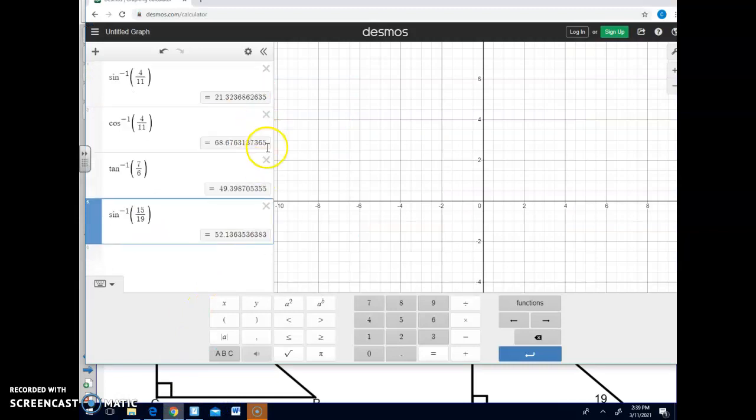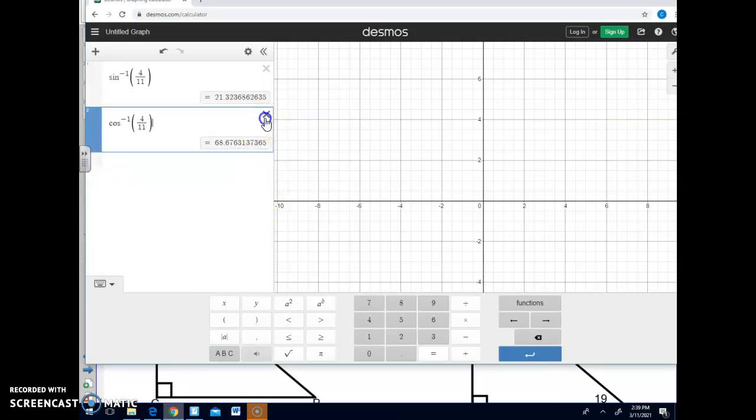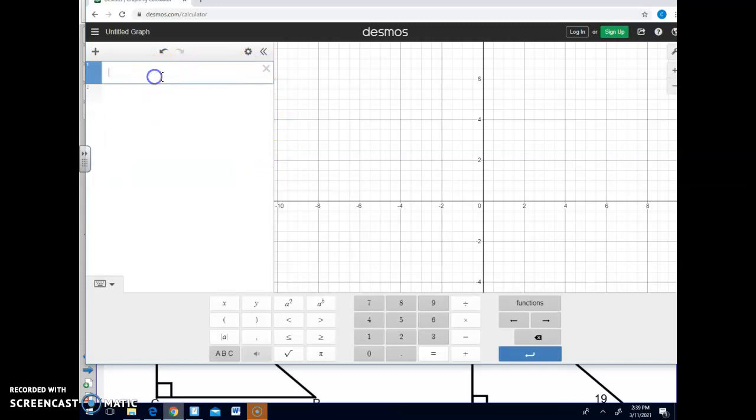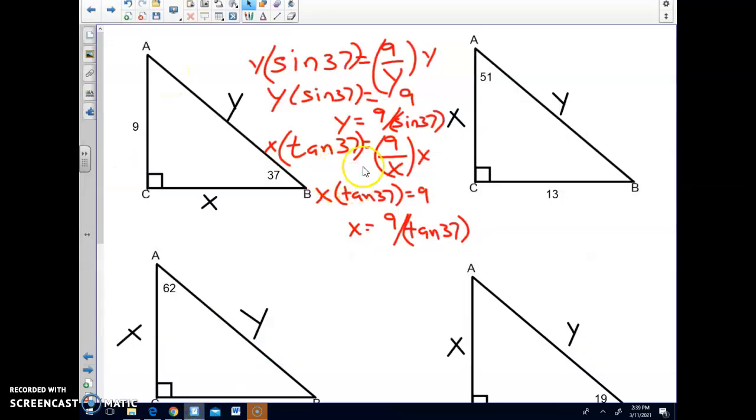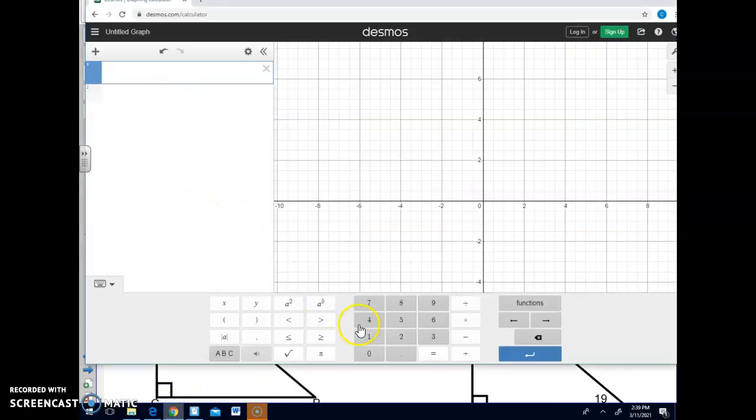So as I get rid of these, because I've already done them, I can show you a quick way to check your work here. With angles, you can just add them up and make sure they equal 90 degrees, the two angles you find. With sides, we use Pythagorean theorem. But I start with 9 divided by the sine of 37 and 9 divided by the tangent of 37.